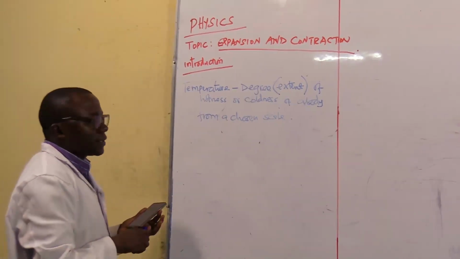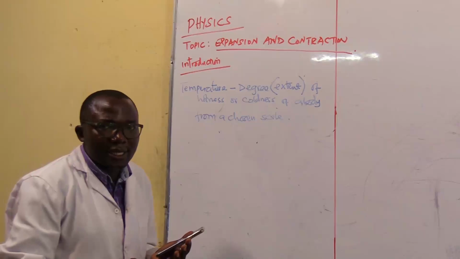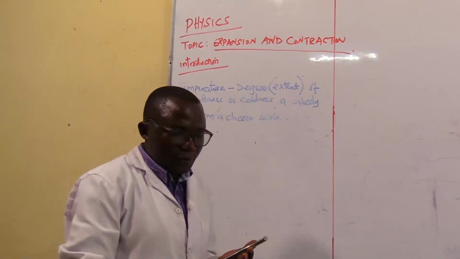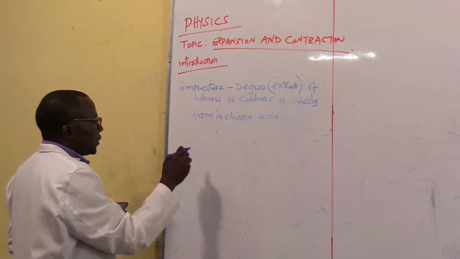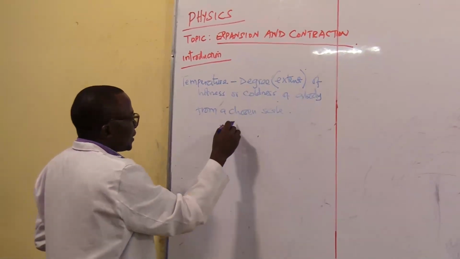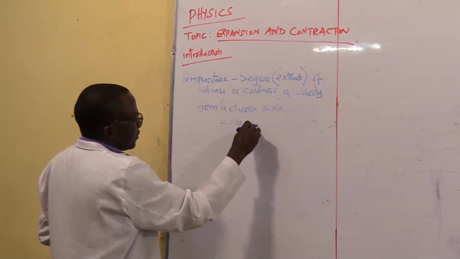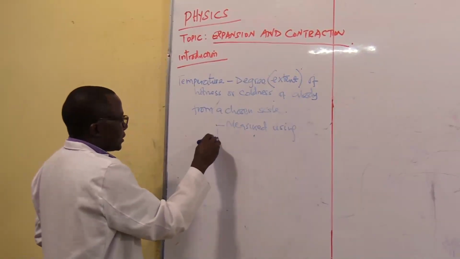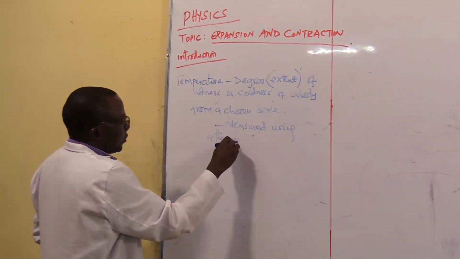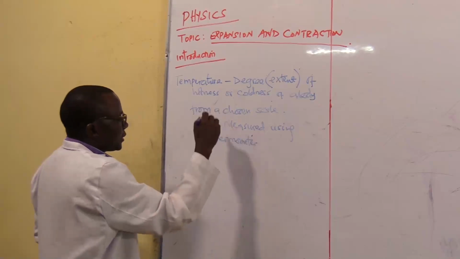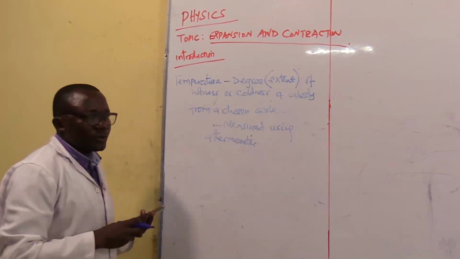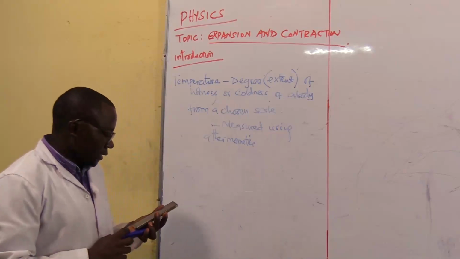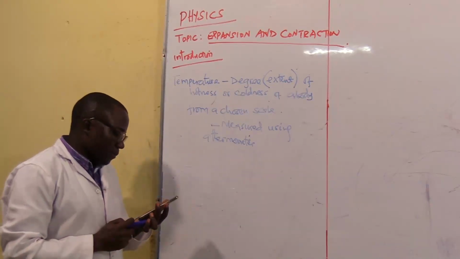So when you talk of temperature, the temperature is normally measured using the thermometer. It is important for you to know that we use the thermometer to measure temperature. We are going to meet the thermometer. We will even see how to come up with a scale of a thermometer. So that is very, very important.